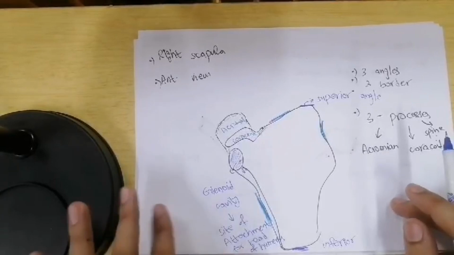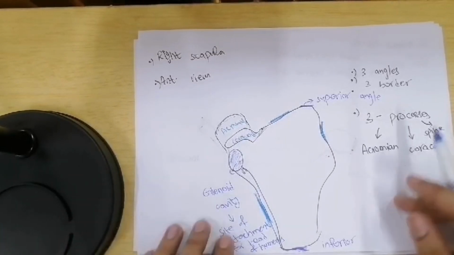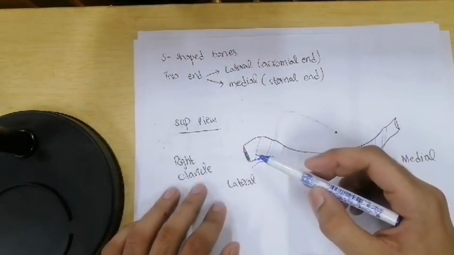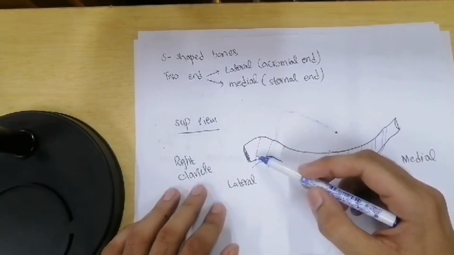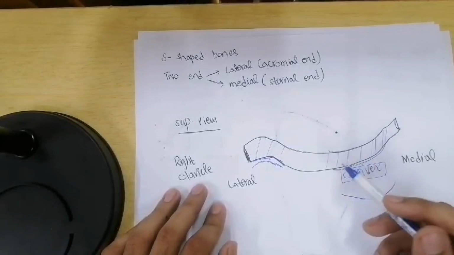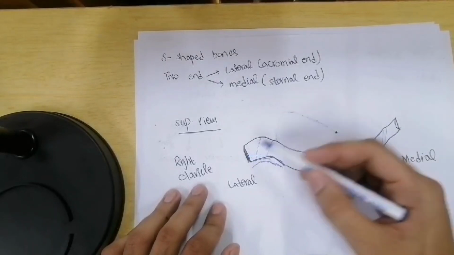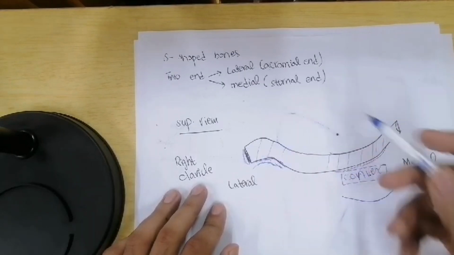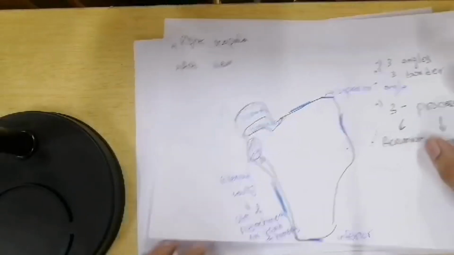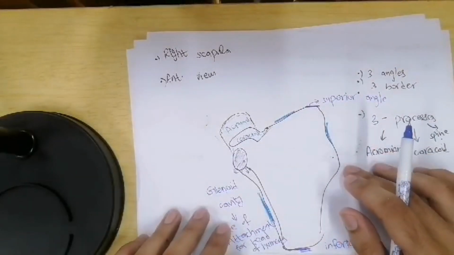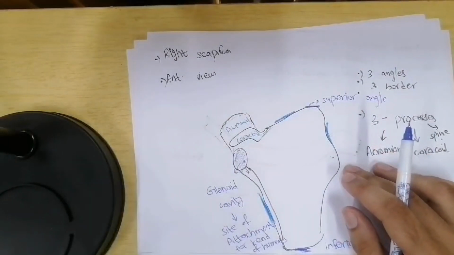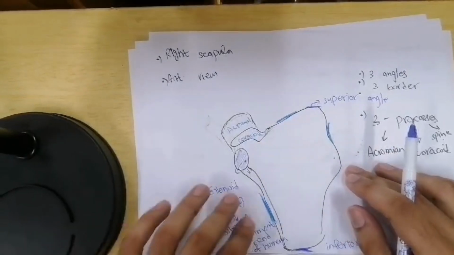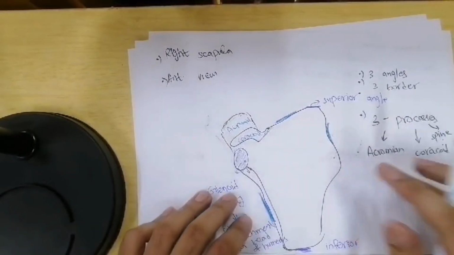Now, the acromial end of the clavicle bone has an oval shaped facet. Facet means the site of attachment. Actually, this side has an oval shaped facet, or site of attachment, which articulates with the acromial process of the scapula. Okay, now let me show you the posterior view of the scapula.